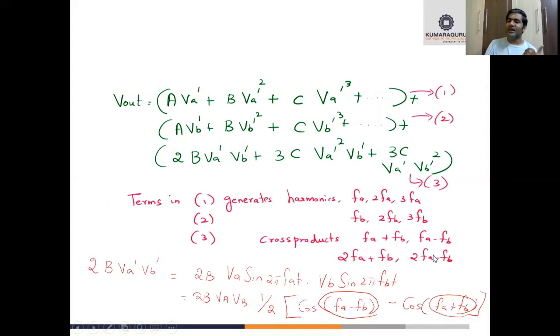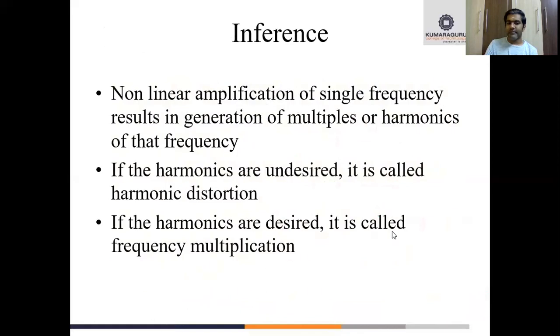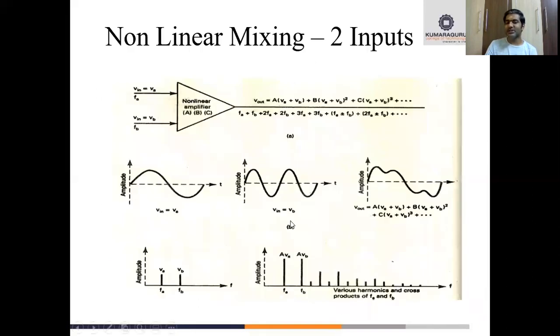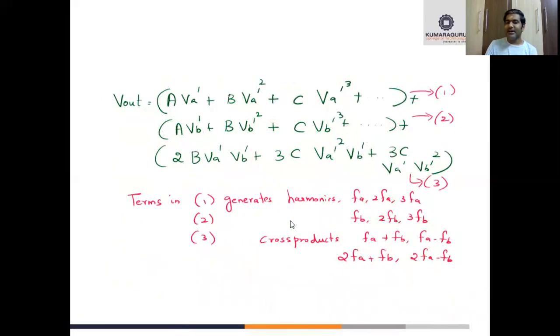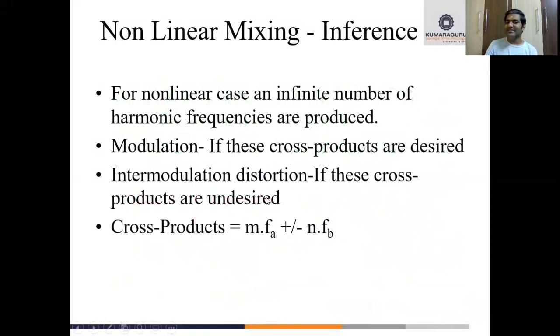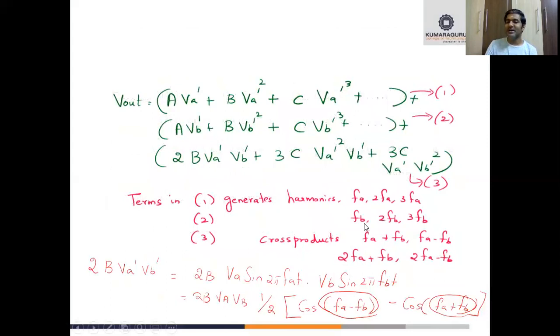Okay, we saw something called harmonic distortion in our nonlinear mixing with a single input. If your harmonics are undesired, you call it harmonic distortion. Similarly, here, if your cross product is undesired, it is called intermodulation distortion. That is, intermodulation means between two frequency components, FA and FB. So only then it is called intermodulation distortion.